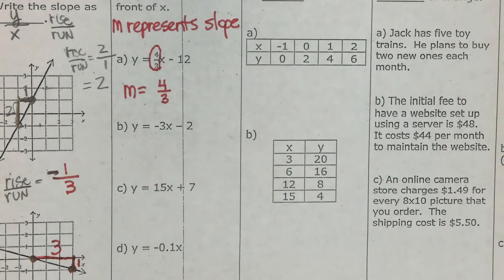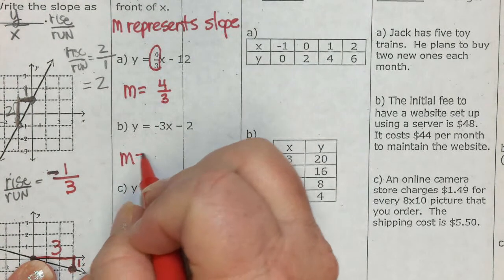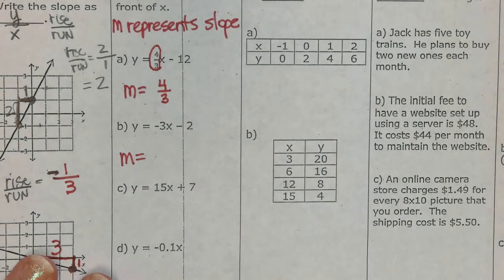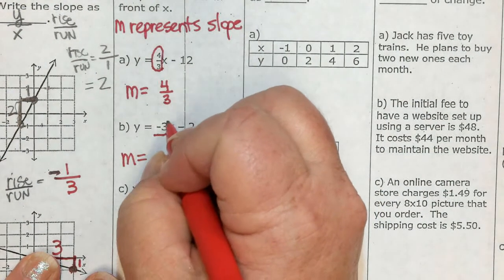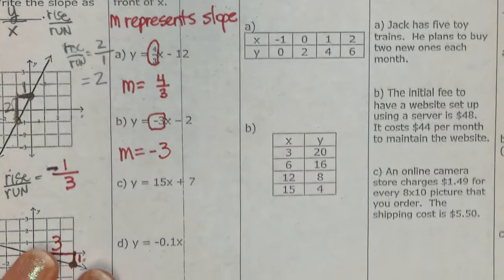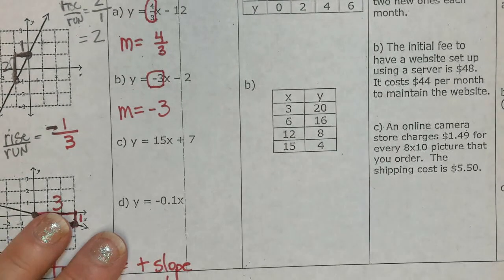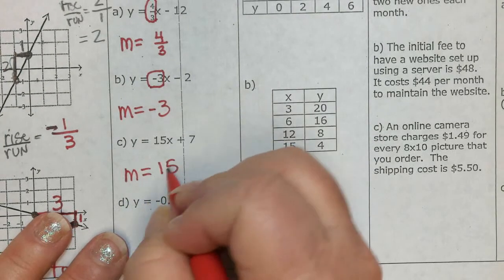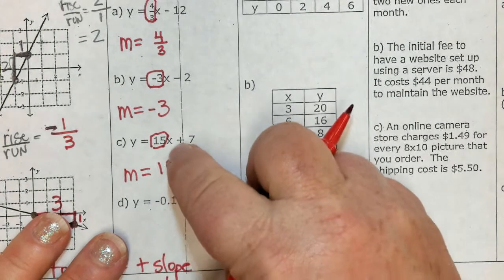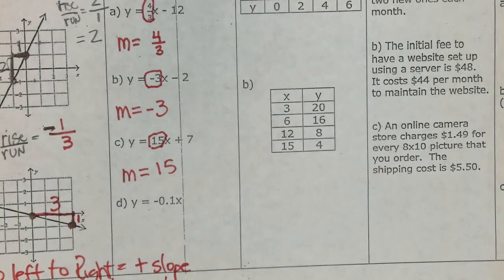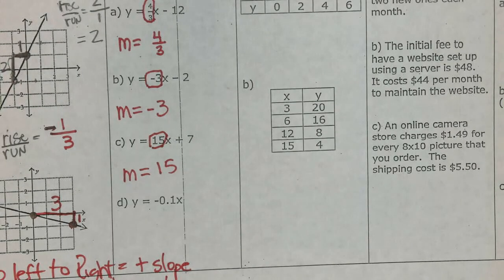There we go. Okay? So B. M is equal to, what's my slope going to be here? -3. You always bring the sign. So -3. C. What's my slope? 15. Okay? And it doesn't always have to be an X. This is just representing a variable. It could say C, it could say D, it could say a lot of different things. But y equals mx plus b is the form that a slope-intercept linear equation looks like.